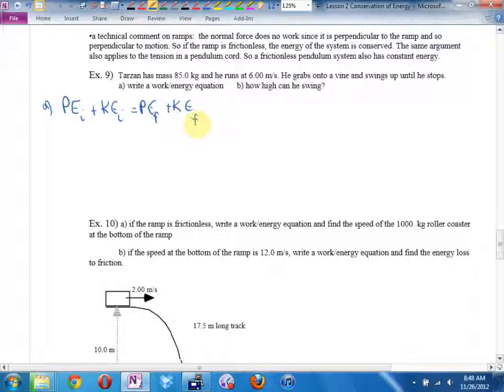How do I know to use energy here? Well, I'm visualizing Tarzan running this way, but then swinging this way. It's a curvy path. Let's use scalars, energy. Are any of these 0?